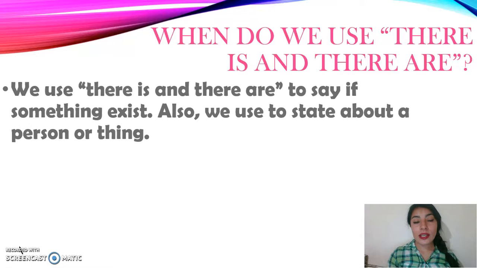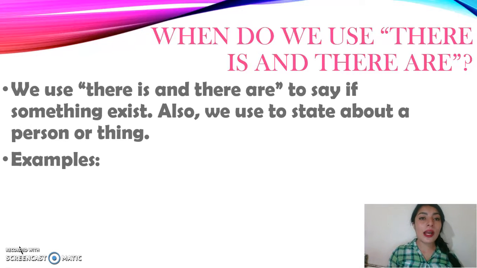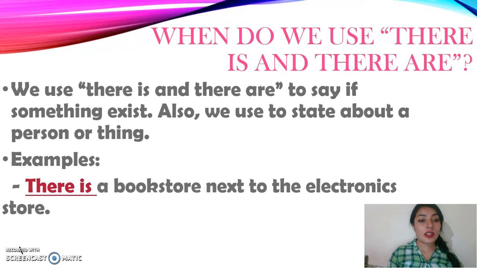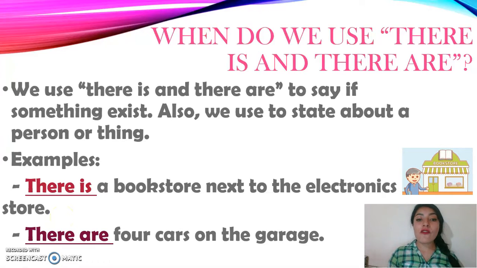When do we use there is and there are? We use there is and there are to say if something exists. Also we use them to state about a person or thing. So we have here some examples: There is a bookstore next to the electronics store. Another example is: There are 4 cars in the garage. The first sentence is in the context of stating about a person or thing. And the second one, there are 4 cars in the garage, is in the context of saying if something exists.